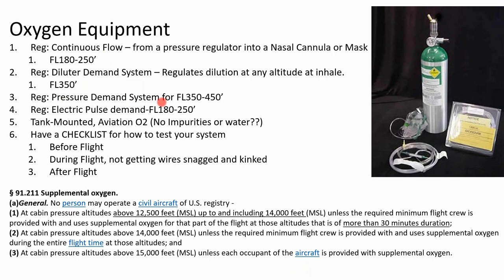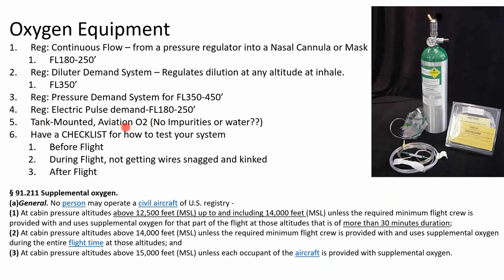Pressure demand system. Obviously, as we're getting above 35,000 feet, you get into those ranges, there's just not enough natural pressure to push the oxygen into your body. So it's got to be the pressure demand system. It's just going to push it into you. Fitted mask. Yep. Fitted mask. And then there's a new one out that's an electronic pulse that's kind of taken over for the continuous flow one.